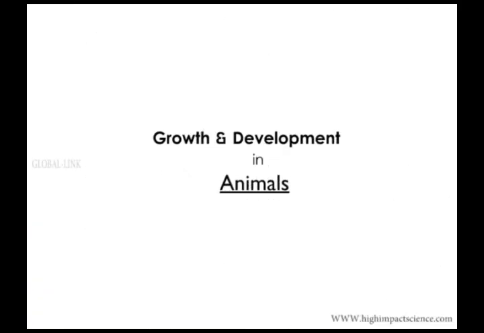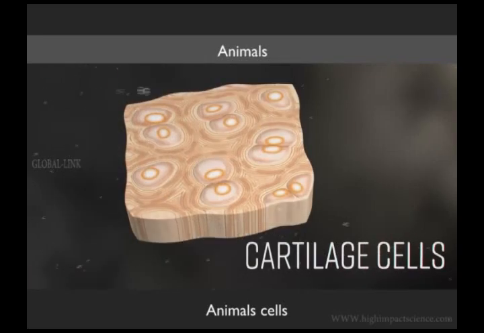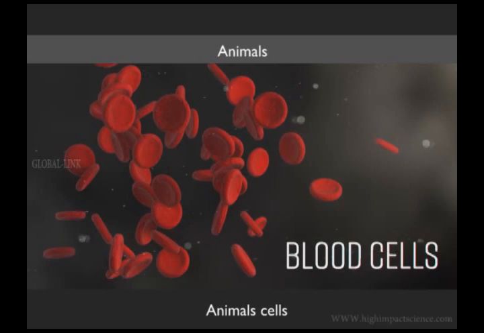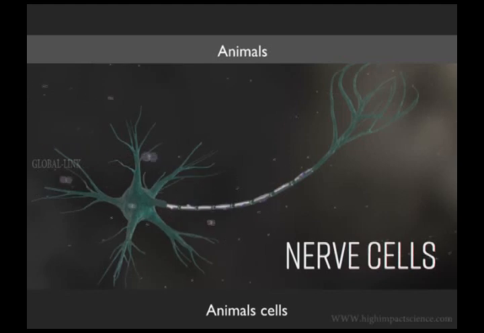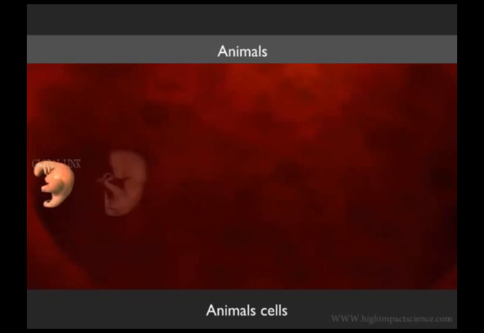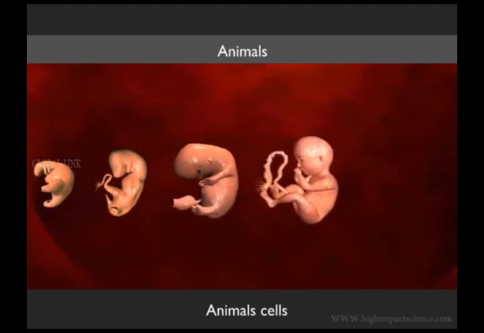And now, growth and development in animals. Just like plants, higher animals' bodies are made up of different types of cells, like bone cells, cartilage cells, blood cells, muscle cells, nerve cells, and many more. And yet, this multicellular organism began as a single cell, a fertilized egg or a zygote.